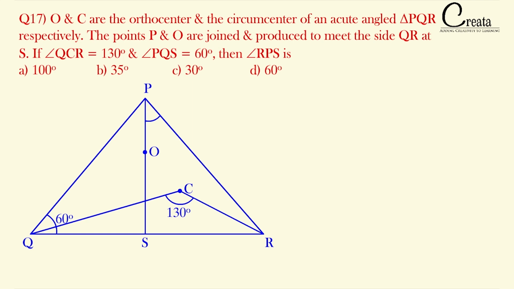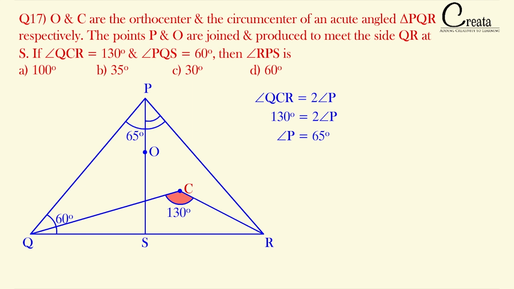In this question, the point C is the circumcenter and 130 degrees is the angle formed by the circumcenter. And we know the angle formed at the circumcenter is twice the opposite angle. So we got angle QCR is equal to twice angle P. On putting the value, we got angle P as 65 degrees, that is half of 130 degrees. We got this complete angle as 65 degrees.